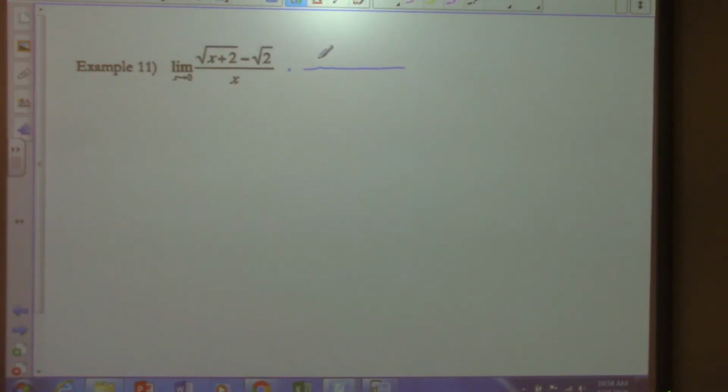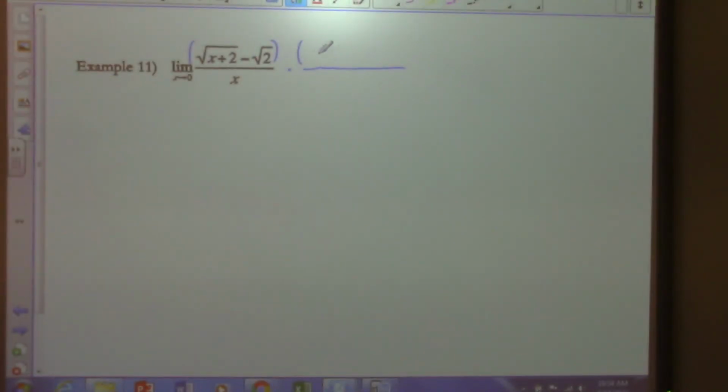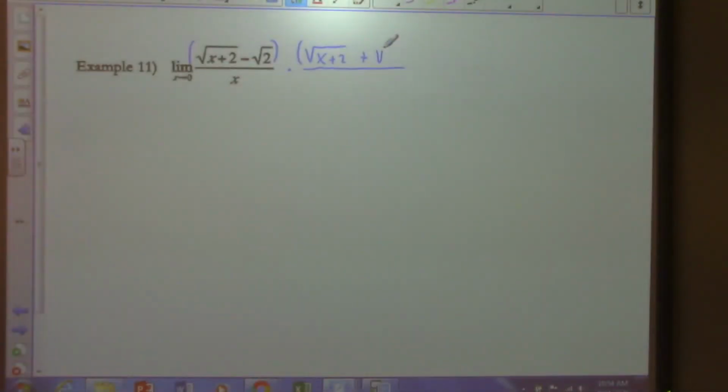You know what a conjugate is? A conjugate is going to be the same thing as this, but plus. So it's going to be square root of x plus 2 plus square root of 2. And we do the same thing in the denominator here.